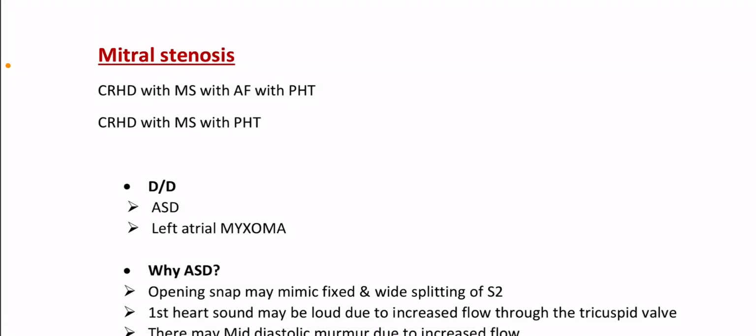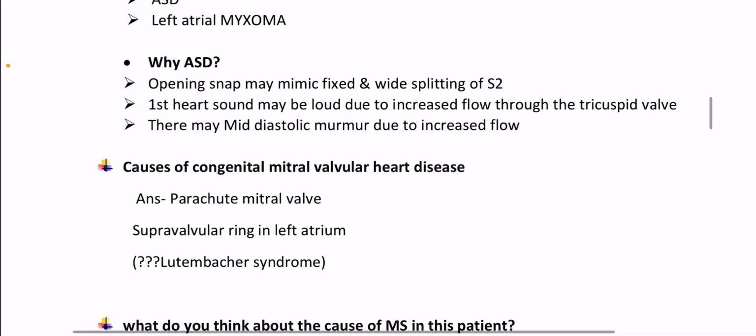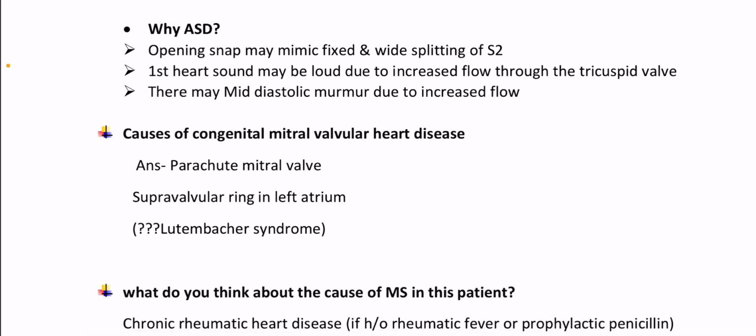Mitral stenosis, chronic rheumatic heart disease with mitral stenosis, with atrial fibrillation, with pulmonary hypertension. Differential diagnosis is ASD, left atrial myxoma. Why is it atrial septal defect? The opening snap may mimic fixed and wide splitting of S2.